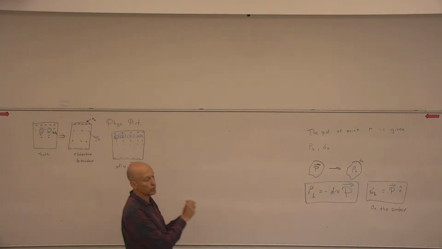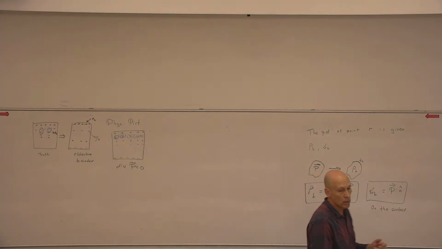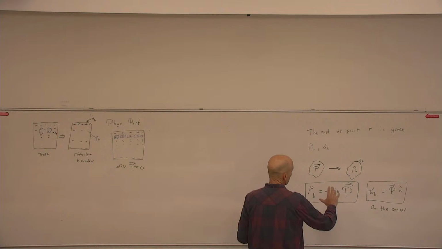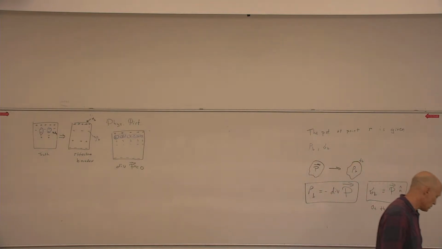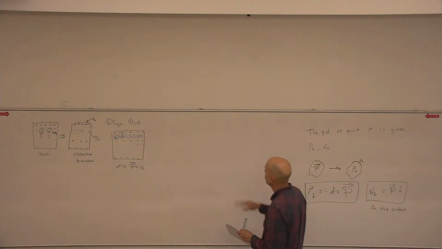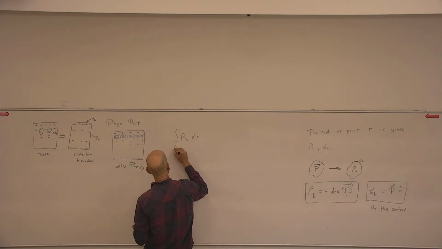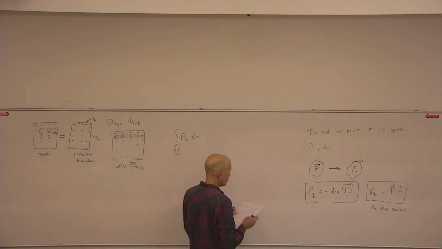This is not a proof that this is correct. This is just to check that common sense is working, that the total system is neutral, the effective system is neutral. And this is easy to prove with the divergence theorem. So I integrate rho_b over the volume.